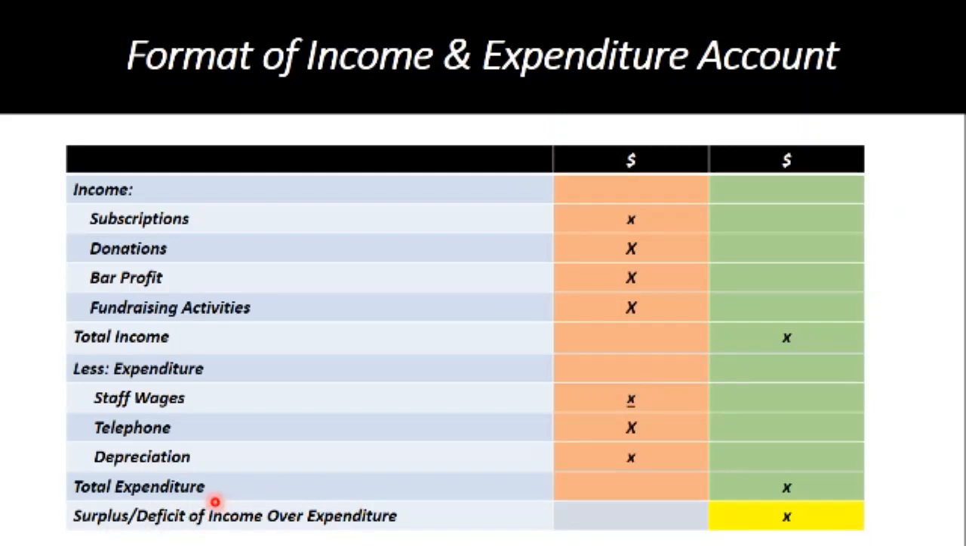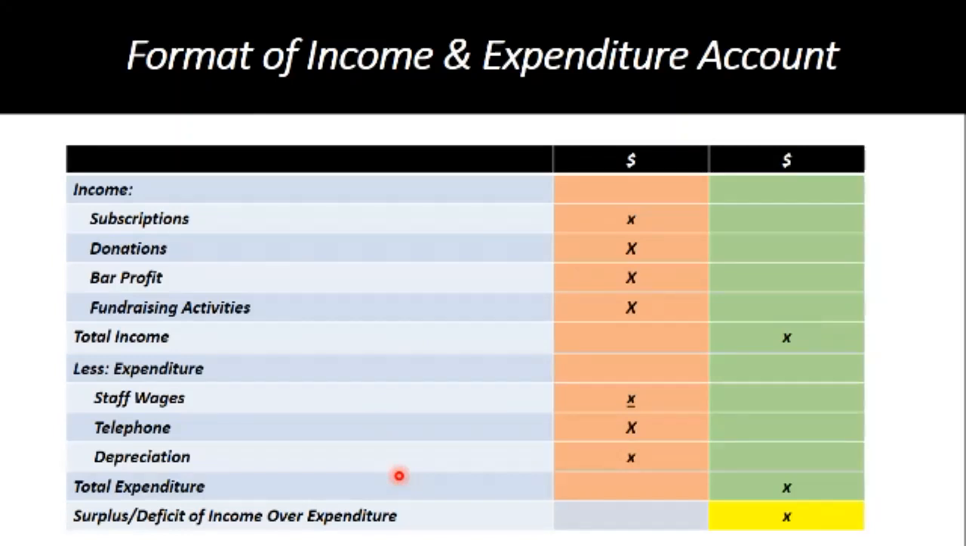The initial thing you might want to think is that you cannot have a deficit, right? Because you can't spend more money than you receive. But what happens is money also comes from surplus from previous years. Okay, so you can have a deficit of income over expenditure in a particular year.